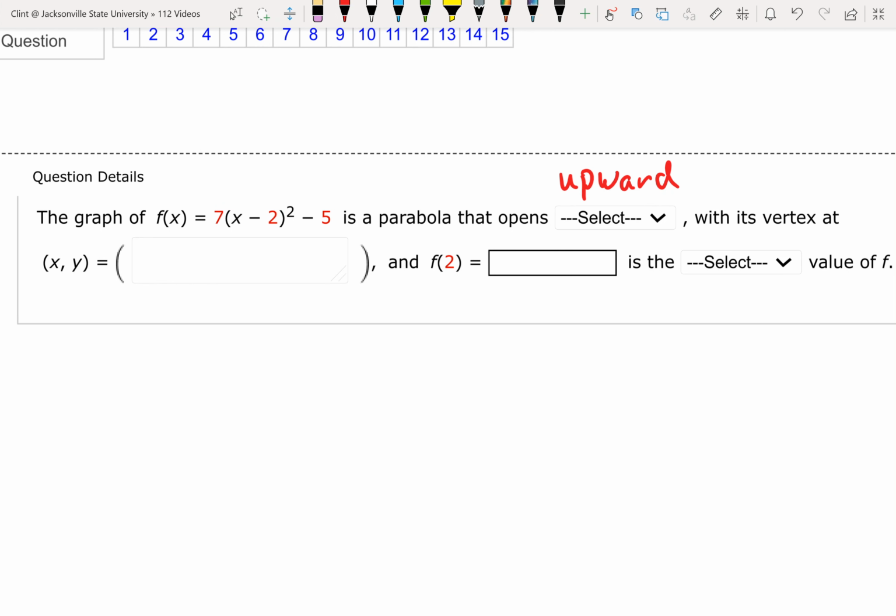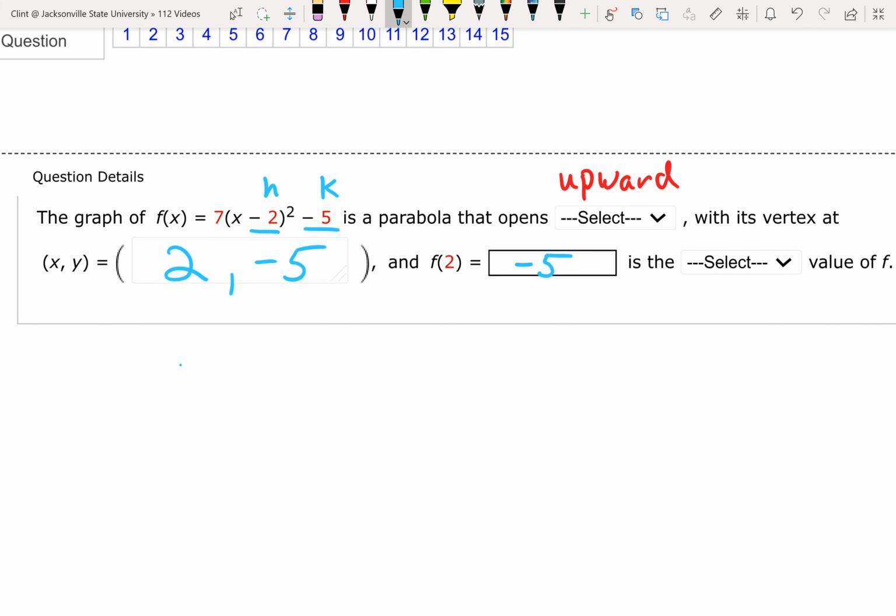With the vertex at, and remember this is h, this is k, h, k. So we have to do negative h, right? So we'll have 2 as our x-coordinate, then k we leave alone, so negative 5. Okay, so x minus h plus k. And if that's a point on our graph, then f of 2 is negative 5. That's what the point (2, negative 5) being on our graph means, that f of 2 equals negative 5. Okay, so that's the vertex.